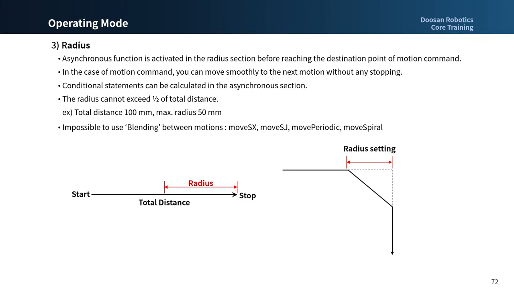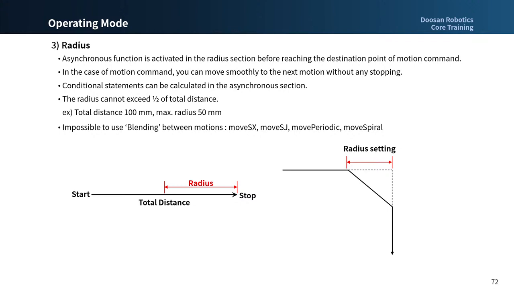Now I explain the radius that I mentioned frequently. The async function is activated on the interval for the radius before the robot reaches the arrival point of the motion command. The robot can be moved smoothly without stopping by the next motion. You can perform calculation on the async interval. Radius cannot exceed half of the total distance. For example, with a total travel distance of 100 millimeter, the maximum radius would be 50 millimeter.